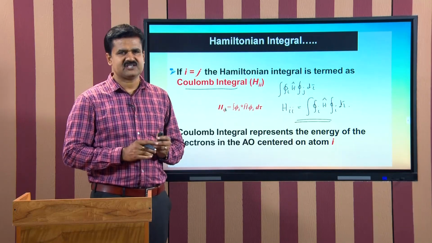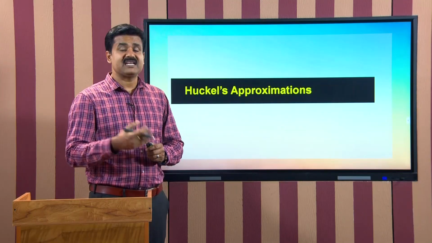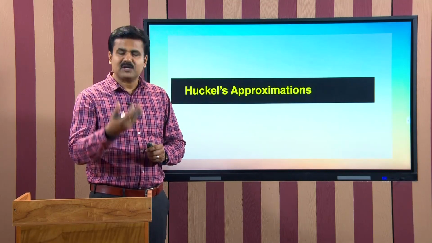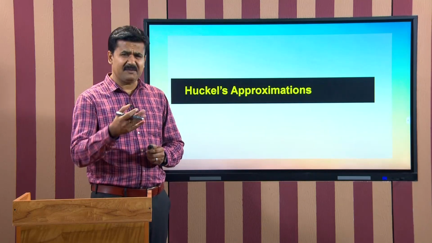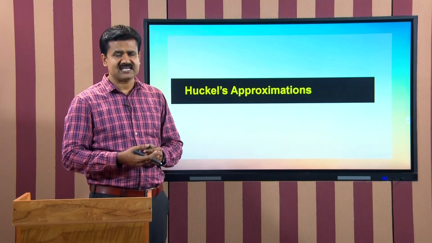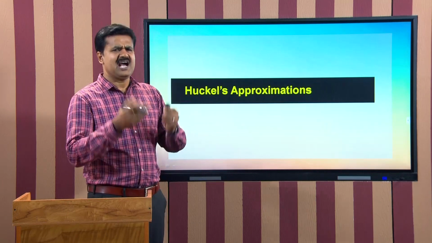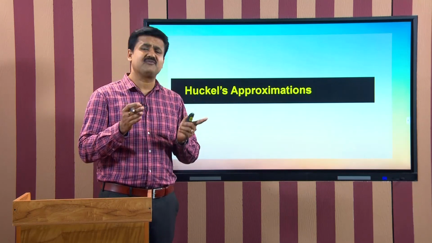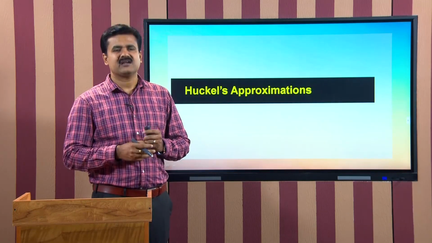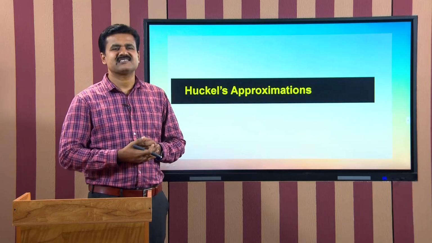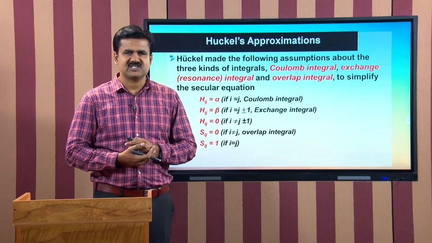This is the situation. Now, Huckel's approximations on overlap integral and Hamiltonian integral. It should be noted that there are two kinds of integrals, namely the overlap integral and Hamiltonian integral, that appear in the Huckel molecular orbital theory. Based on some important approximations put forward by Huckel, it is very easy to solve the secular equation. Such approximations are called Huckel's approximations.